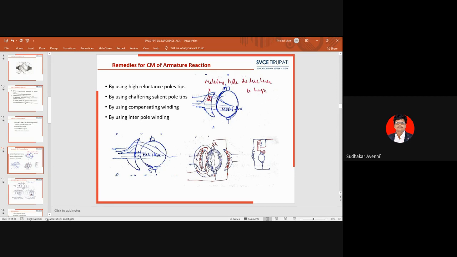So these are the four important points, the remedies for the cross magnetization effect of armature reaction: using high reluctance pole tips, using chamfered salient pole tips, using compensating winding, and using interpolar winding.